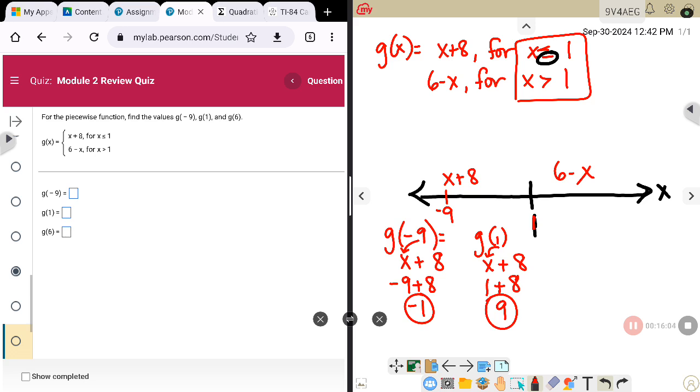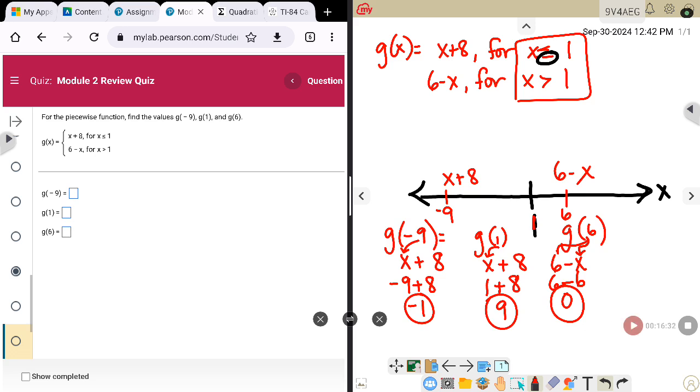And then the last part wants me to find g of 6. So I find 6 on the number line, which is going to be here on the right side of 1. So now we are in the 6 minus x piece, and then replace your x with that 6. So you'll have 6 minus 6, which gives me 0.